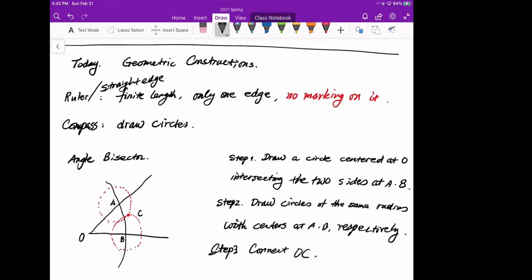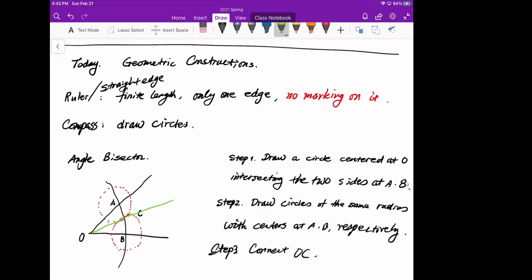So your final answer will be, let's see, I'm going to use a different color here, maybe the green one, and just go from here. So that will be my angle bisector. Okay, all right, so that's the angle bisector. But how can you prove it? Everyone knows how to do that, right?